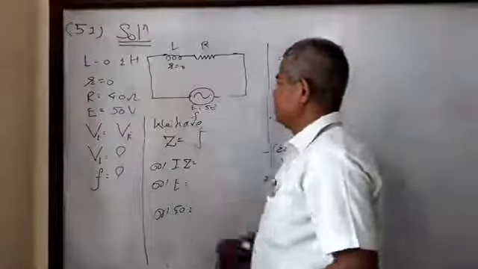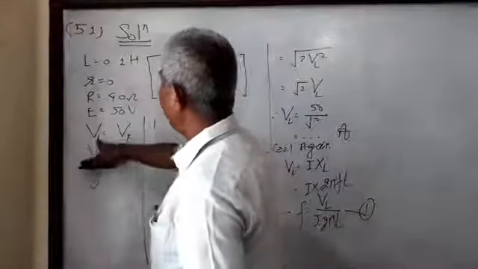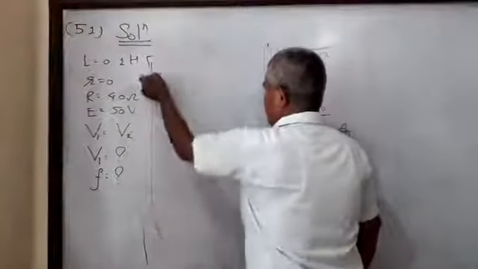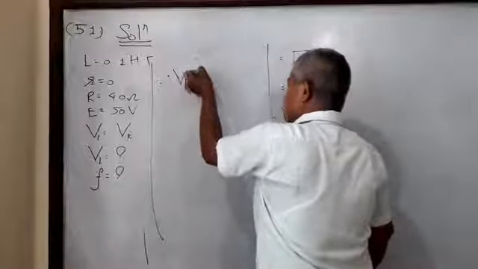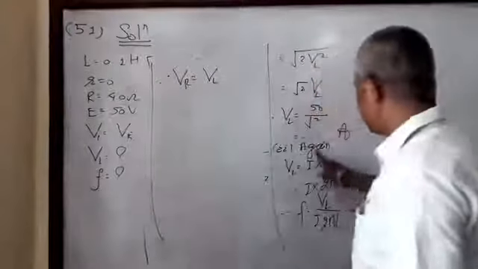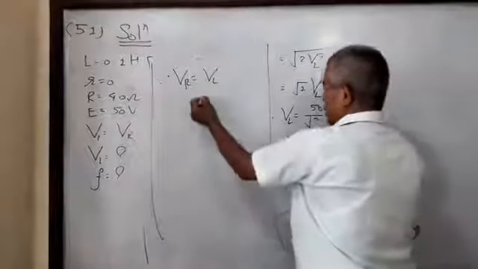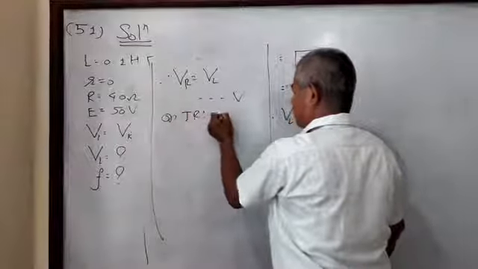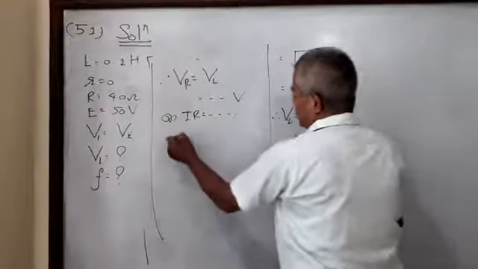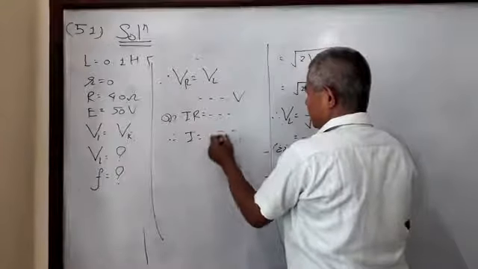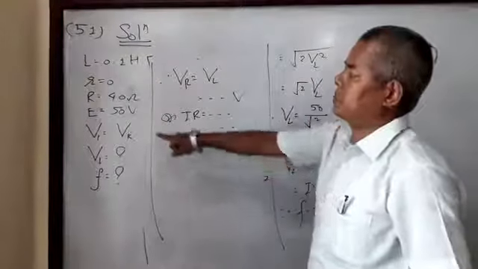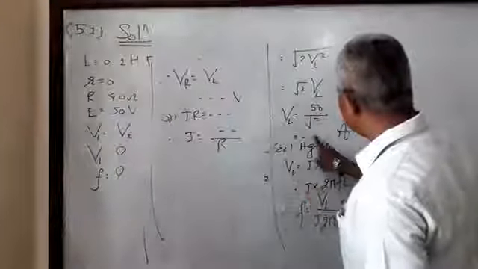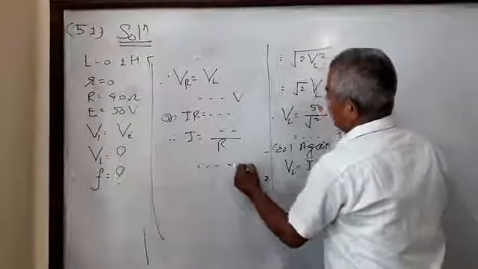Since in this question it is given that VL is equal to VR, and VL is already determined here, then according to Ohm's law, V is equal to I into R. Then I is equal to that voltage divided by R, and R is given to us. R is 40, and VL is determined here, so we can evaluate the value of current.